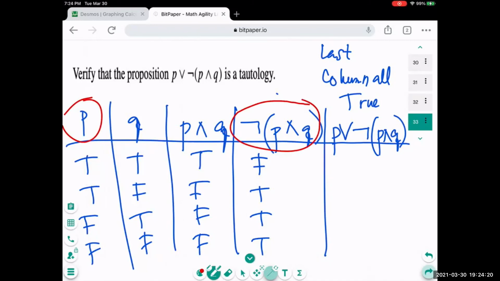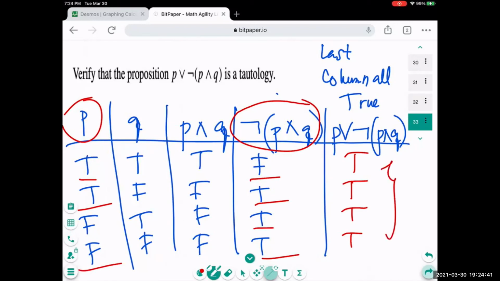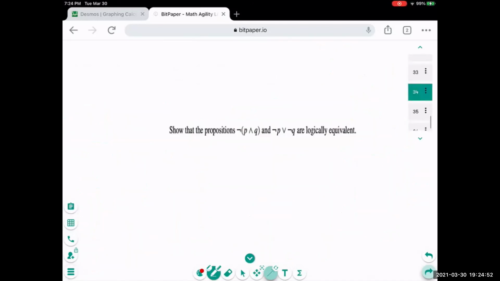So, kapag T and F, so true na siya, di ba? Basta may isang true, true na agad. So, ito true na rin, true na rin, true na rin, right? True, false, true, false, false, true, may isang true, false, true, may isang true. So, we have proven that this is a tautology. All right. Okay. Let's move dun sa next question.